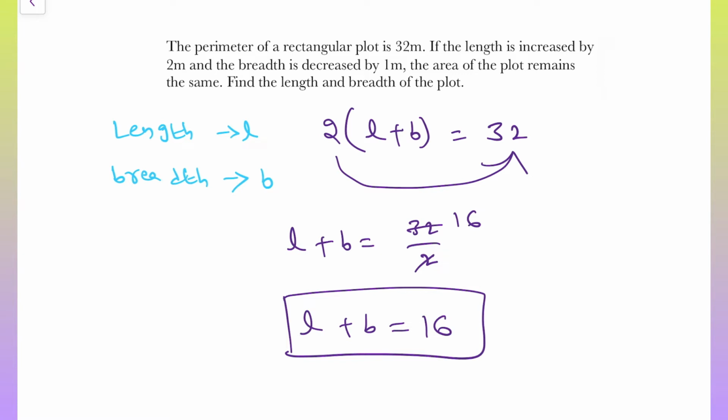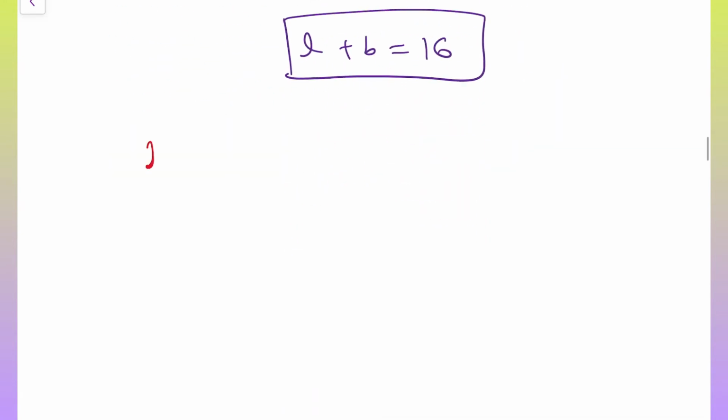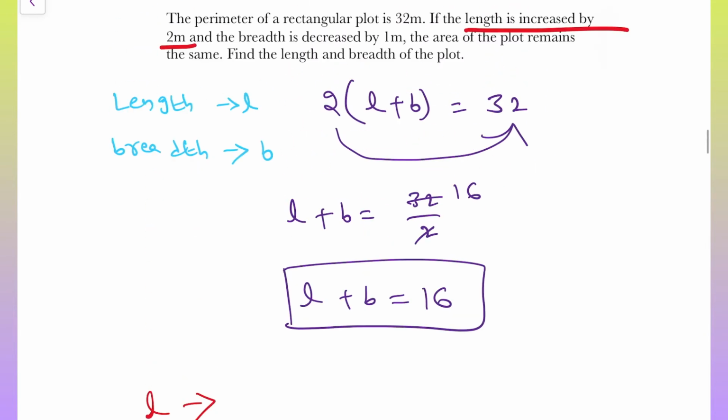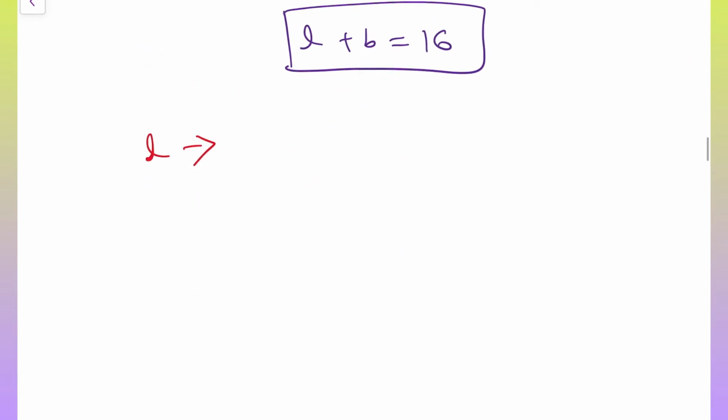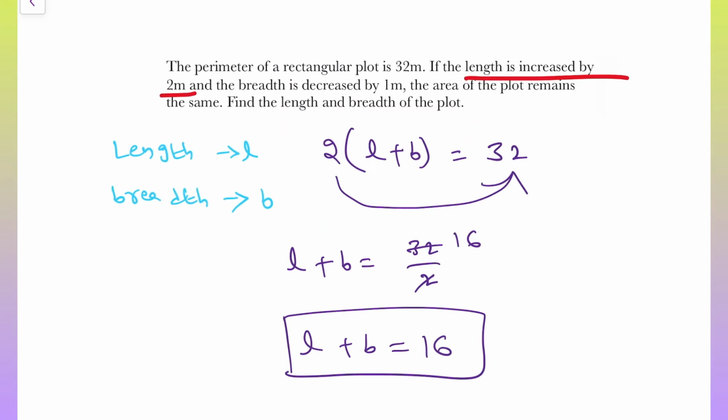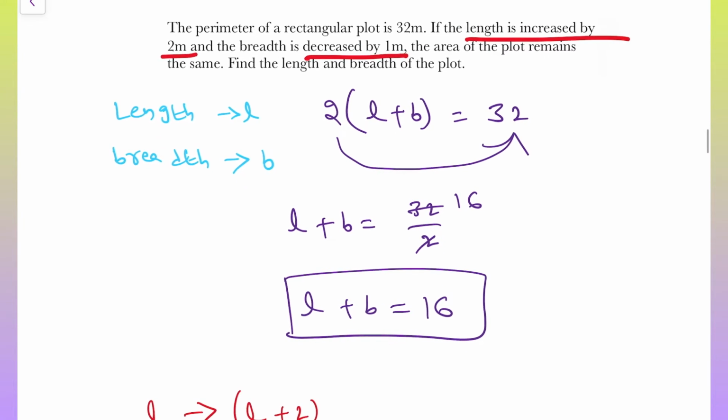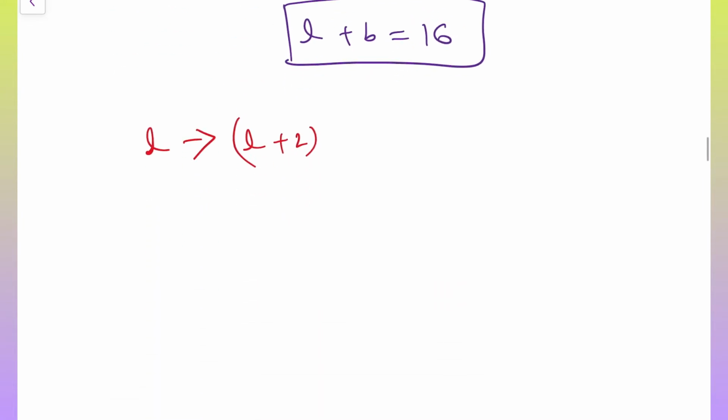Next, let us check the second equation. If the length is increased by 2 meters, originally the length is L, right? Now the length is increased by 2 meters. Increased means a plus, right? So L plus 2 now. Next, the breadth is decreased by 1 meter. Originally the breadth is B only. Now it is decreased by 1, so it becomes B minus 1.